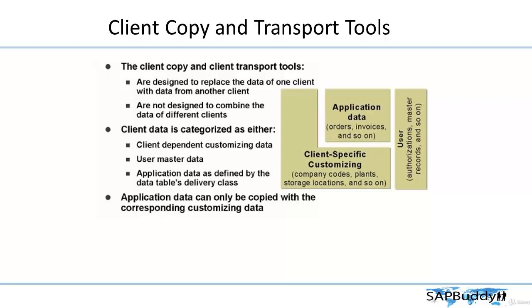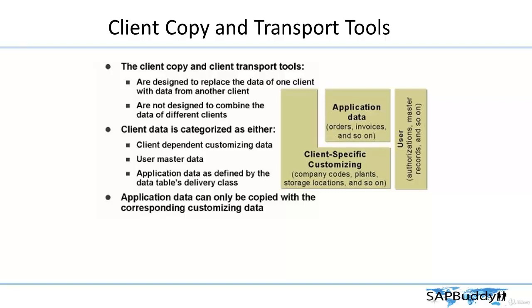So as we know, in a particular client of an SAP system, we have three main components or three main elements of the client specific data. That is basically client dependent customizing data, for example the company code, plants and storage location. These are all client specific, that is client dependent customizing data. And we also have the user master, that is our users which we are creating in the system, as well as the roles and the profiles and everything related to users, which we also create for each client.